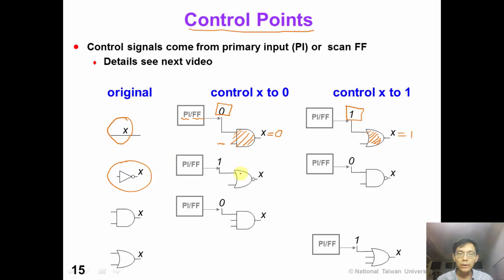If we want to control X to 0, we insert a NOR gate. In test mode, we apply a 1, so X will be controlled to 0. If we want to control X to 1, we insert a NAND gate. We can do the same thing for the AND gate output or the OR gate output. The details of scan flip-flop can be seen in our next video.